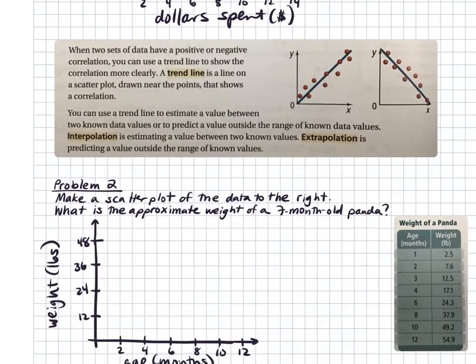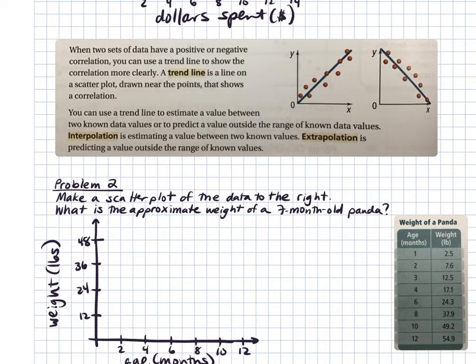Okay, next thing we're going to introduce is something called a trend line. When there's positive or negative correlation, you can guess a line, a trend line, that basically shows the correlation more clearly. It's a line on the scatter plot, drawn near the points, and it shows the correlation. You can use the trend line to estimate a value in between or outside the range. If you're using the trend line to guess a point in between data we already have, that's called interpolation. If you're trying to find a point outside, like up here in future years, that would be called extrapolation. I'm sure I pronounced that wrong.